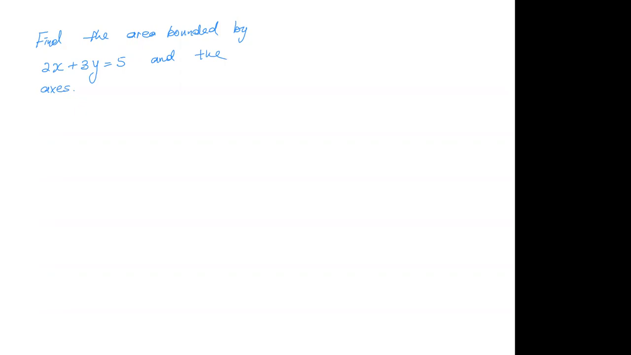Do you understand the meaning of this question? No. Okay. Bounded. How many straight lines are there? One, two, three. There are 2 axes. You have the x and the y axis. So first of all, what I will do is I will rearrange this.